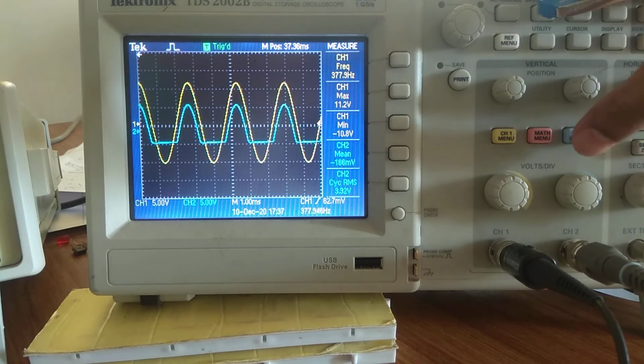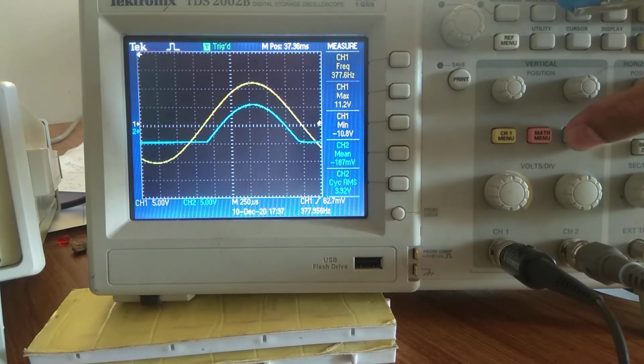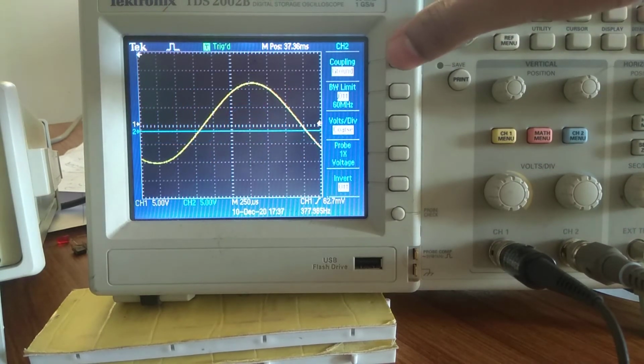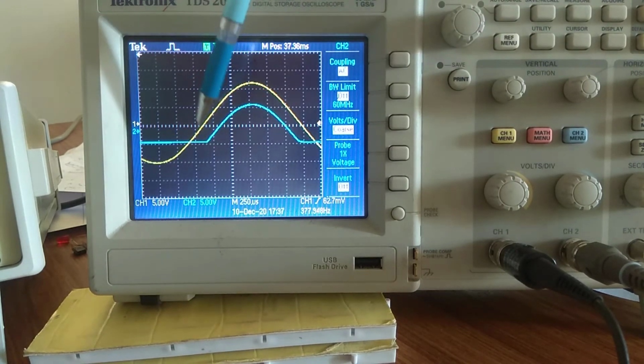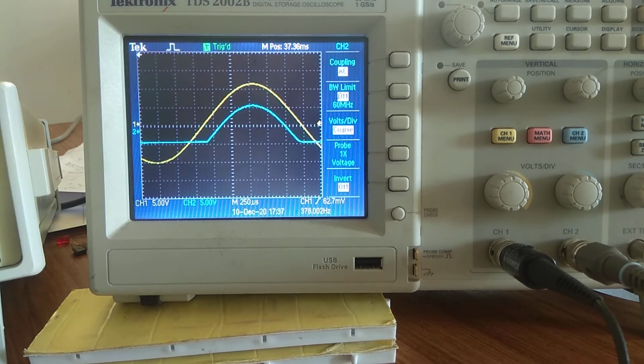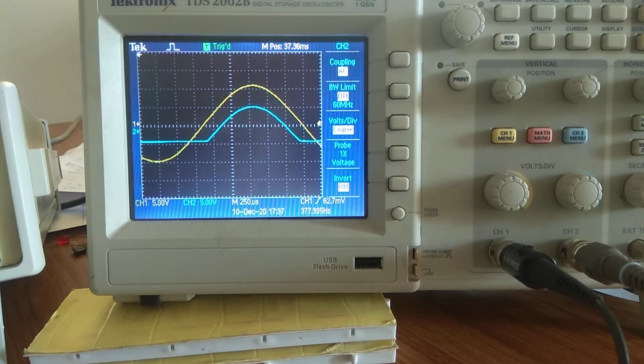Now let me go to DC mode again. Then here you cannot see much. See, here we cannot see much about that. If I switch to AC, this is the pure AC that we have seen. This is taking this much time to go there.